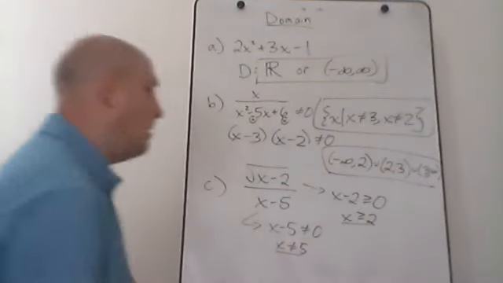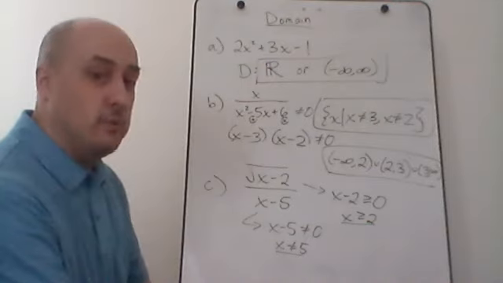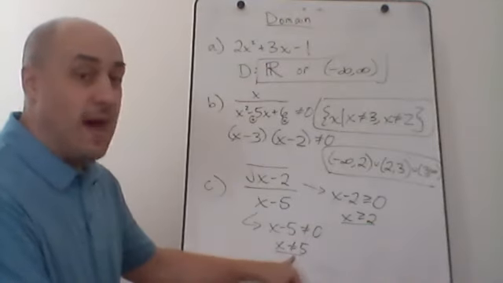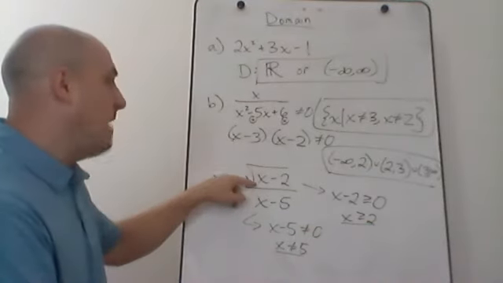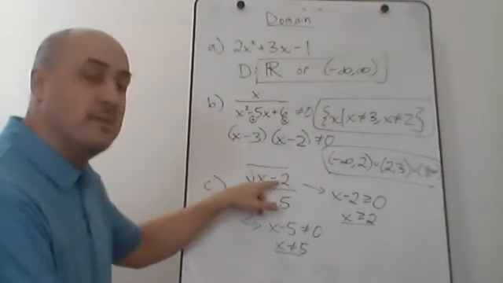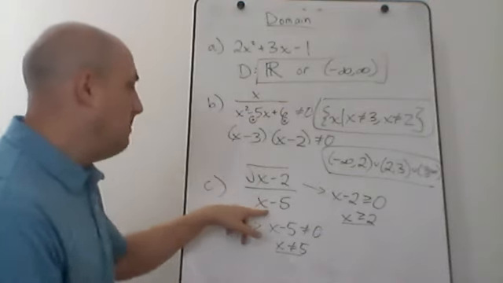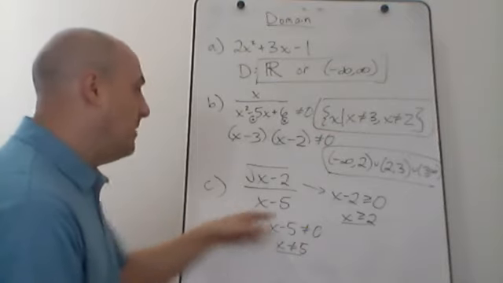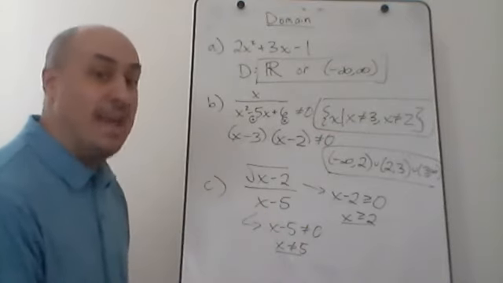Right? So those are 2 parts of my domain. X has to be greater than or equal to 2, but it cannot equal 5. Right? If I plug in x equals 5 here, I get the square root of 3, which is fine, that's a real number. But when I plug the x equals 5 in the denominator, that gives me a 0 in the denominator, and I can't have that.